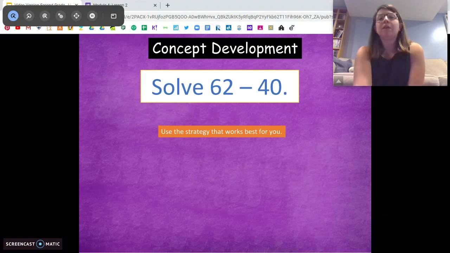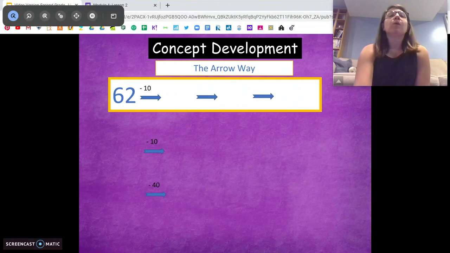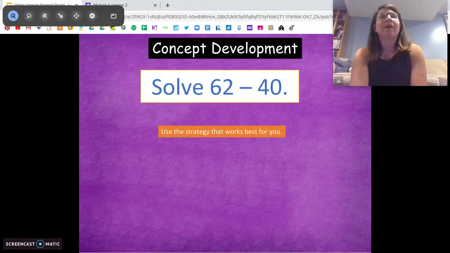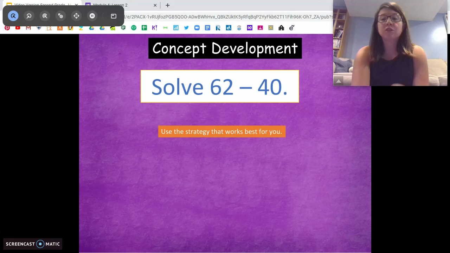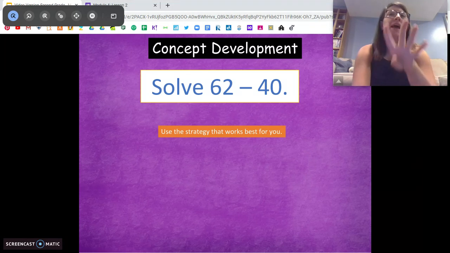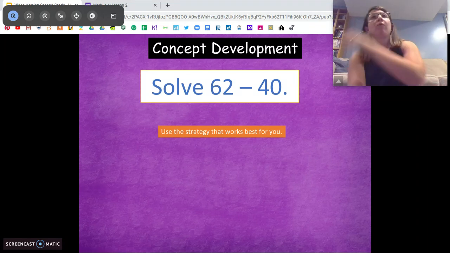All right, let's do it. I'm going to do it both ways because I don't know which way you solved it, and it's important to know both. So we're taking 40 away from 62. 62 minus 40. So when I think of 40, I think of 4 tens, so I'm going to have to take away 4 groups of 10.